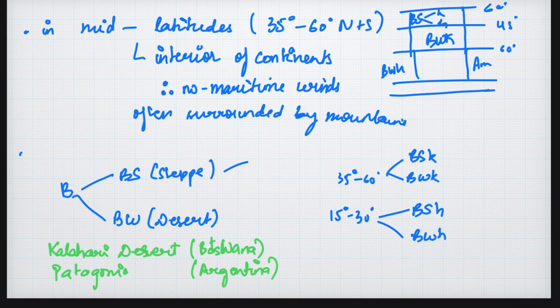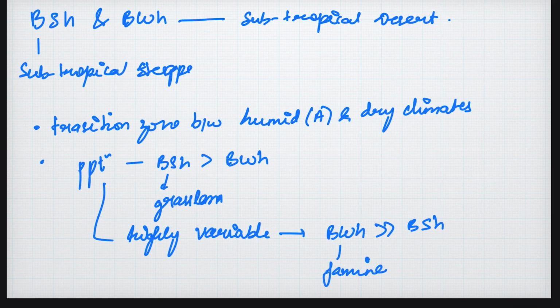Now, in mid latitudes, that is 30 to 60 degrees north and south, this type of climate is found towards the interior of the continent, so there is no influence of the maritime winds or the oceanic currents. It is often surrounded by mountains. Here we would have BWK, that is the cold deserts such as the Kalahari and Patagonia deserts. For the steppes, that is a semi-arid type of climate, in the lower latitudes we would have warmer temperature, so we would have BSH, and towards the higher latitudes, we would have BSK type of climate.